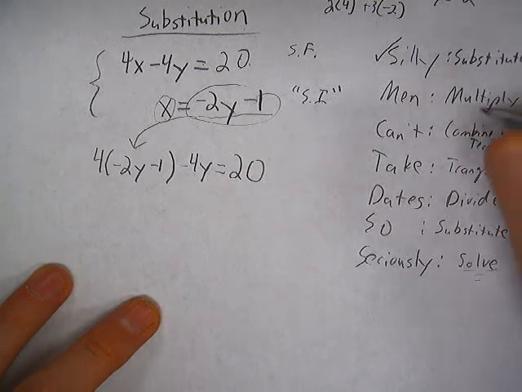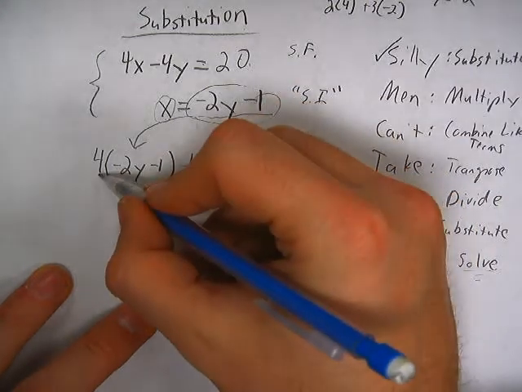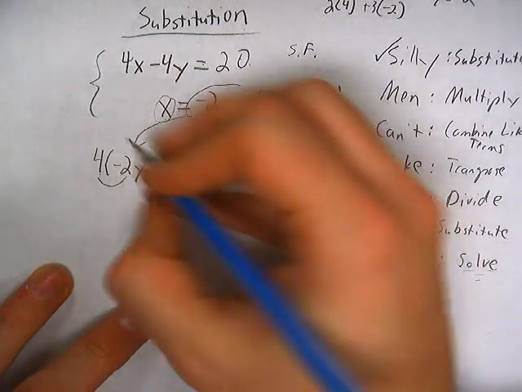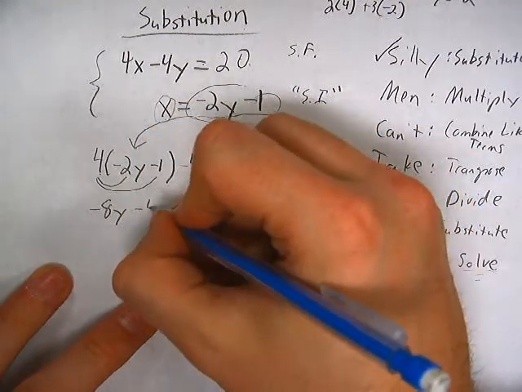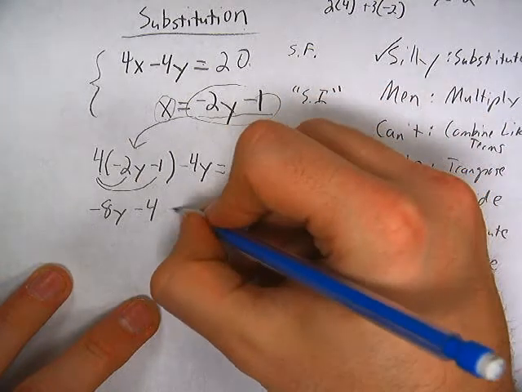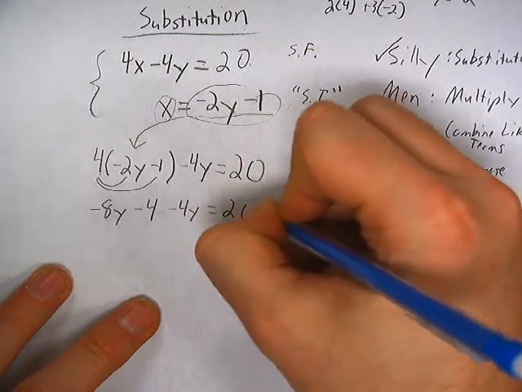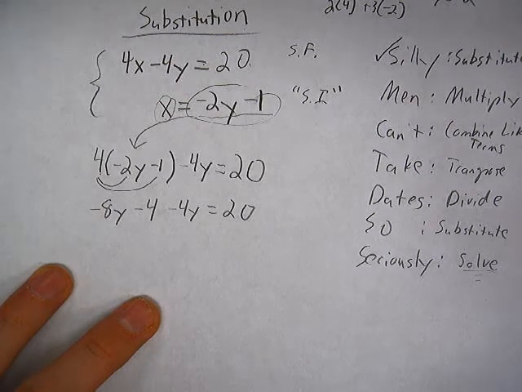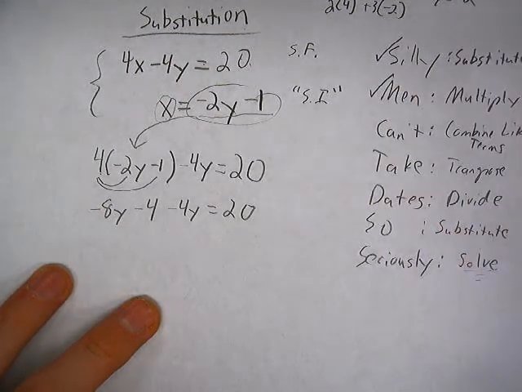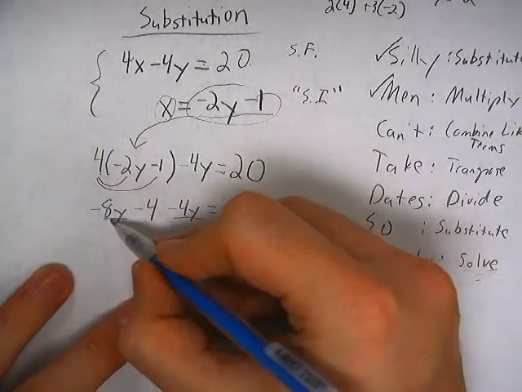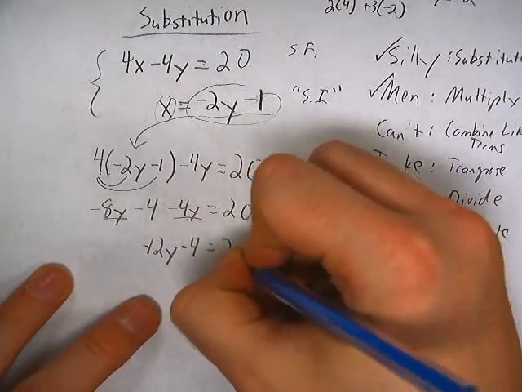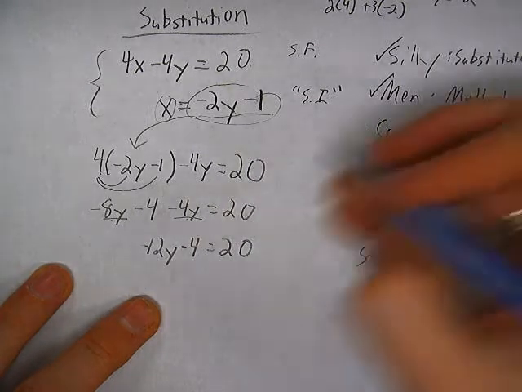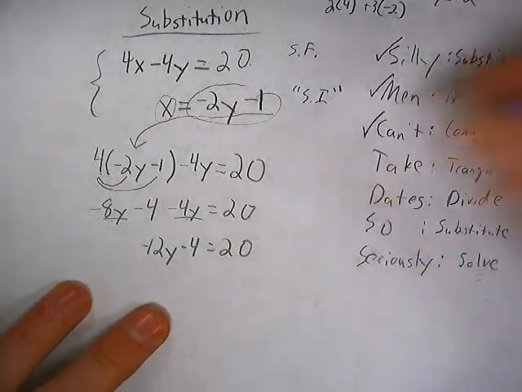Now for multiply. That multiply could be a simple multiplication or it could be a distribution, like in this case. 4 times negative 2y is negative 8y. 4 times negative 1 is minus 4. And everything else just drops: negative 4y equals 20. Multiplication step is now complete. Now combine like terms. I've got these y's. Negative 8y, negative 4y is negative 12y. Minus 4 equals 20. Now, combining like terms is finished.